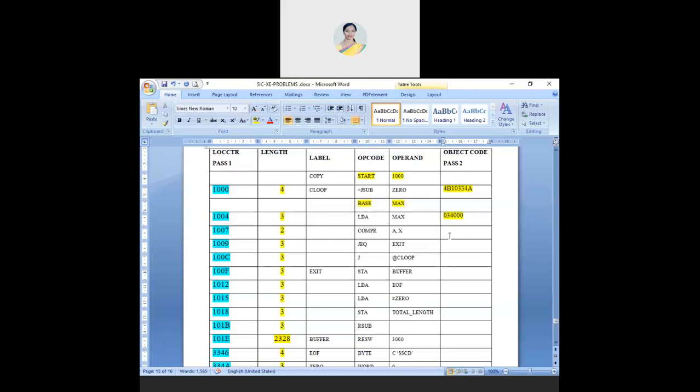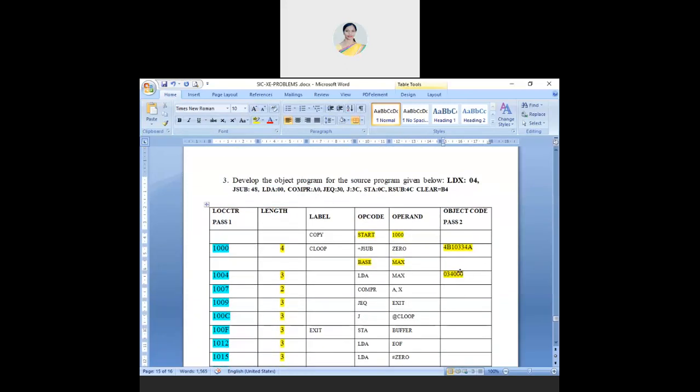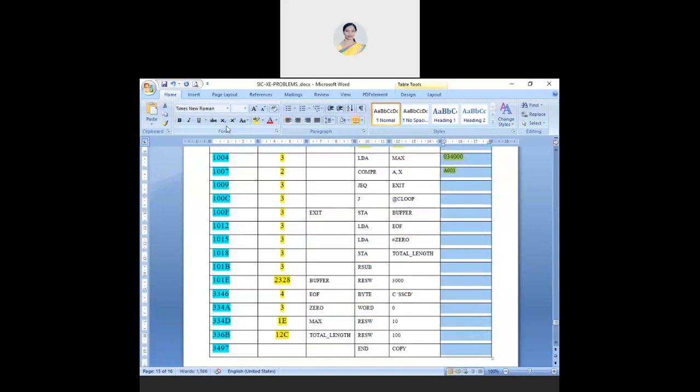compare a comma x. What is the a0, right? a0, I can directly write now a0. What is the number of a? 0, 1. Okay, done? So the number of this register is 0, 1.